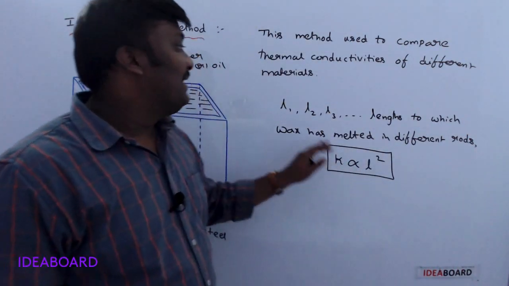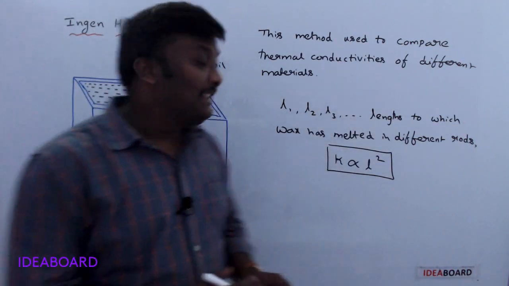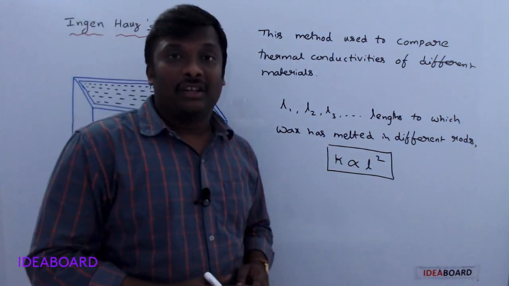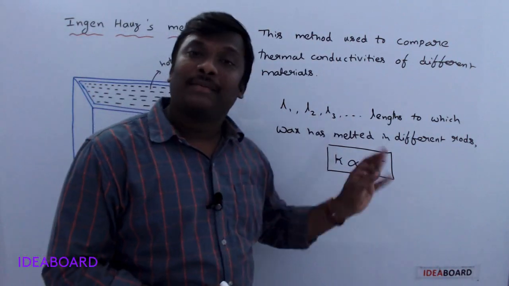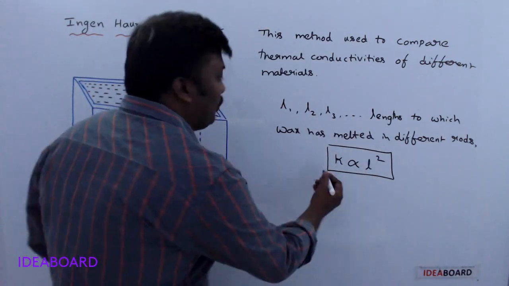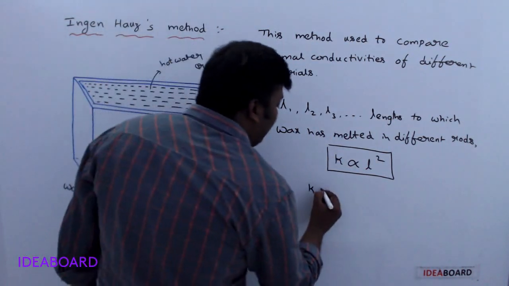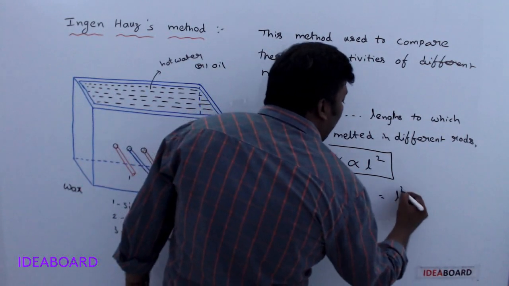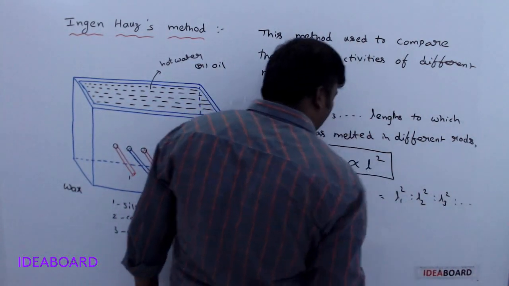Here L is the length to which wax has melted. Don't take the length of the rods, because all have the same length initially. Clear now? So if they ask for the ratio of thermal conductivities, then K1 is to K2 is to so on, L1 square is to L2 square is to L3 square and so on.